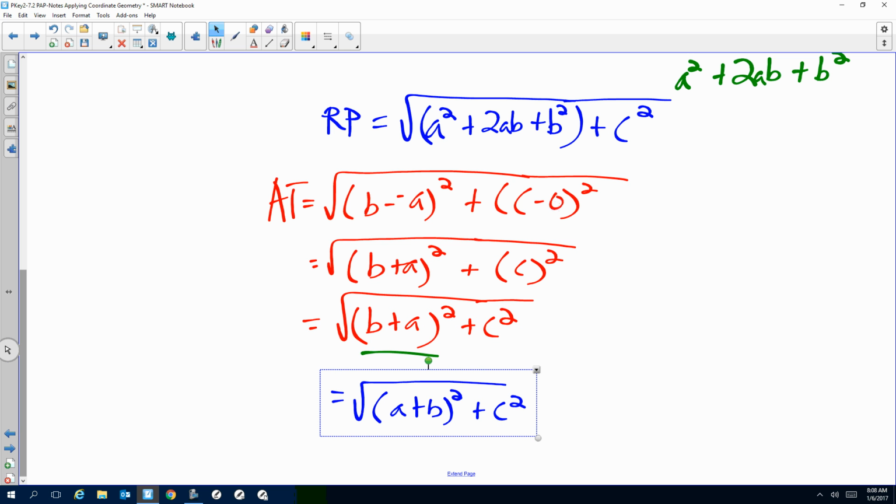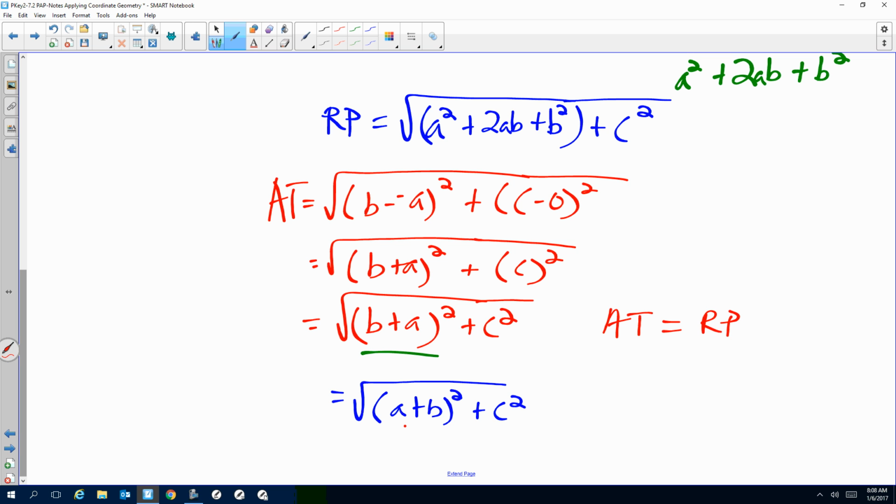And I'm hoping you recognize right now we're showing congruency because addition is commutative, meaning I can change the order and I'll have an equal relationship. 3 plus 2 is the same thing as 2 plus 3. So a plus b is the same thing as b plus a. So right now I have proven that AT is congruent to RP. And if those diagonals are congruent, then it's isosceles. Okay, so we just rewrote this right here as a plus b. We just switched the order. It's the same thing. Okay, I don't want to confuse anybody.